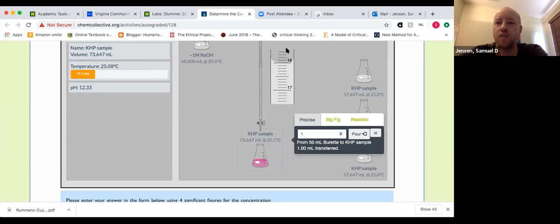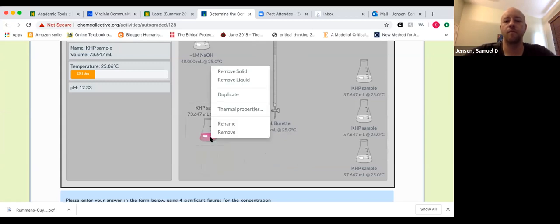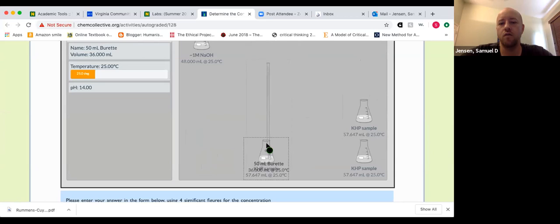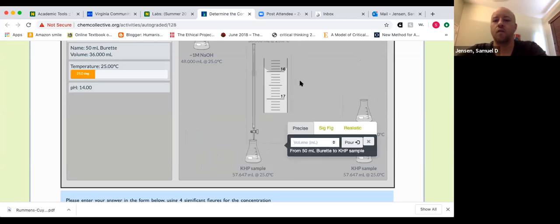So my initial was 0. My final is 16 milliliters. So I record that down. So I know now that my sample should take about 16 milliliters. So this would be my first real sample. I know it should be about 16 milliliters.